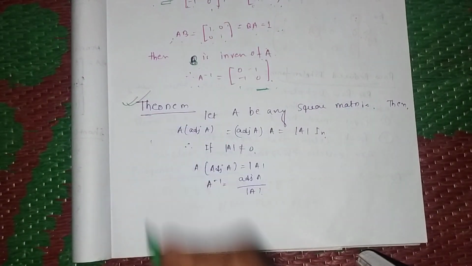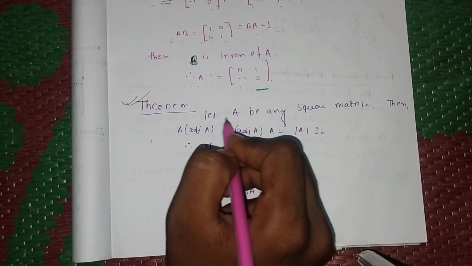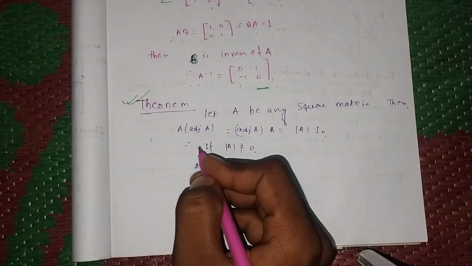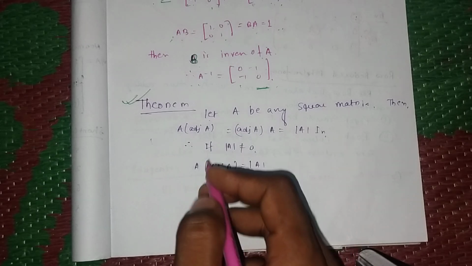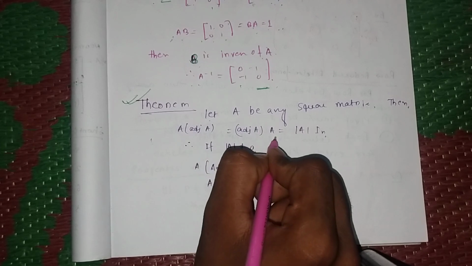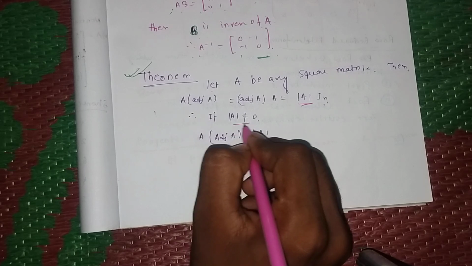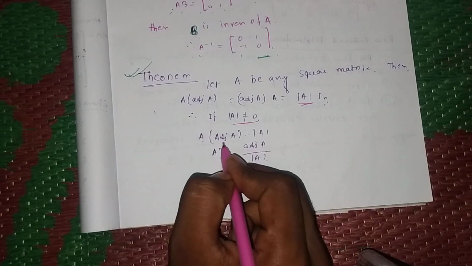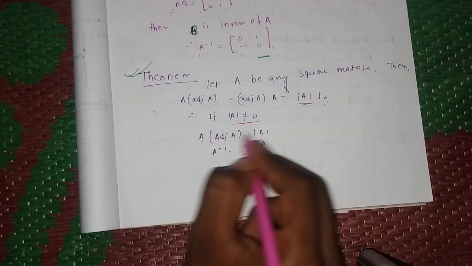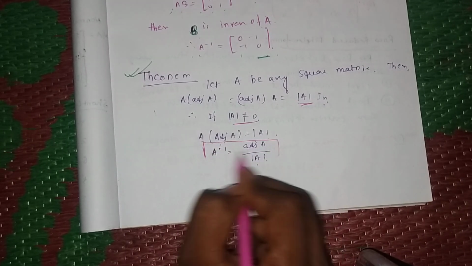Now a theorem. Let A be any square matrix. Then A times adjoint of A, or adjoint of A times A, is equal to determinant of A times the identity of n. If determinant of A is non-zero, then A inverse is equal to adjoint of A by determinant of A. So this is a formula for finding the inverse.